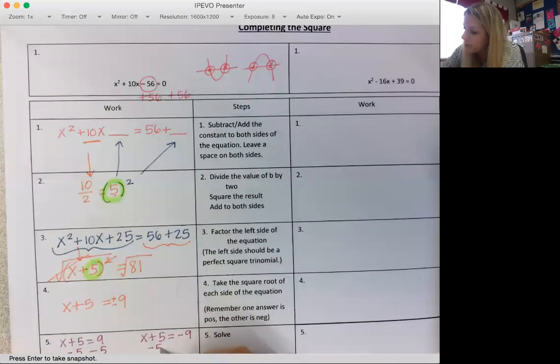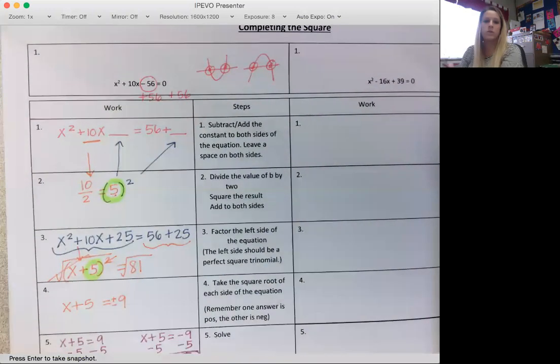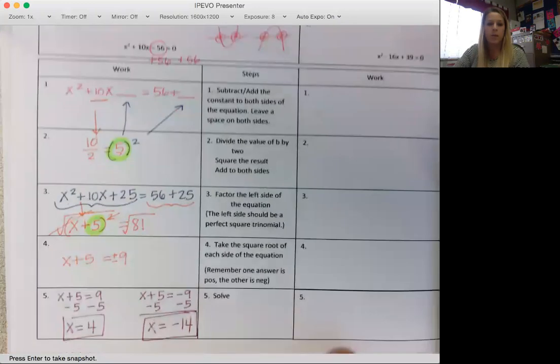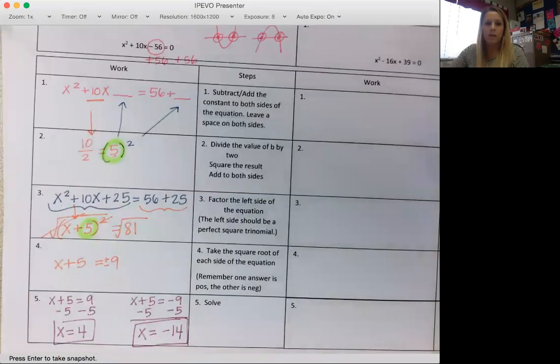And if I subtract 5 here, I get x equals, let's see, negative 9, 10, 11, 12, 13, 14, negative 14. So those would be my 2 answers. Okay, so those would be my 2 answers.